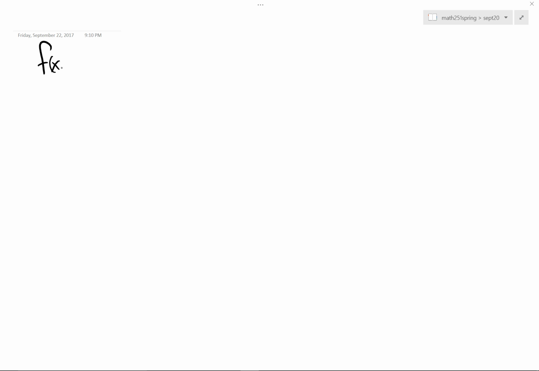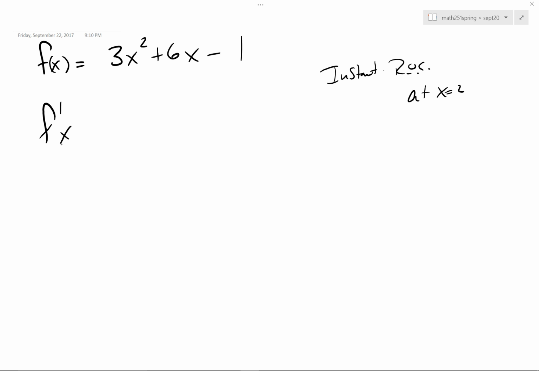So earlier in chapter 3, you looked at derivatives. And so you had a function like this guy. If we want to know the instantaneous rate of change at 2, we would take f prime of x, and then we drop 2 into that sucker. And you get 18, and that's your answer.